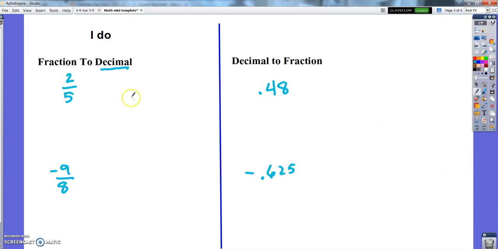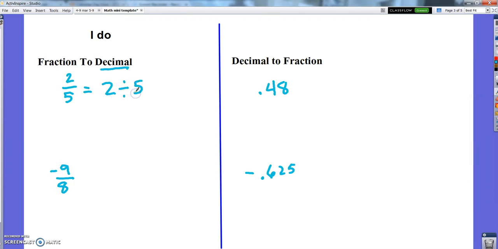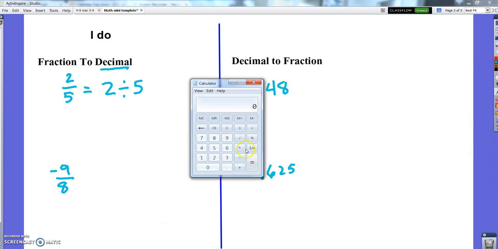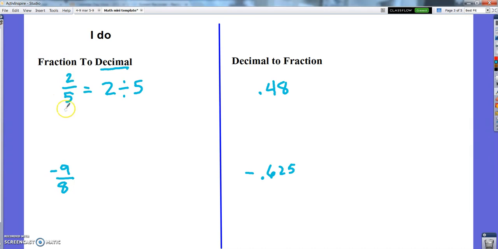And if I think of it that way, I can write 2 divided by 5. And if you've never thought to do it, you can just open up your calculator and do 2 divided by 5. Calculators will never give you a fraction answer. They just don't do that. But it will tell you the decimal. Boom. 0.4. So 2/5 is the same as 2 divided by 5 is the same as 4 tenths. So this fraction is equal to this decimal. That's it.